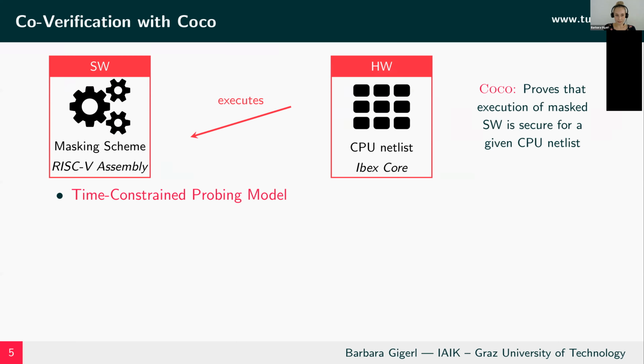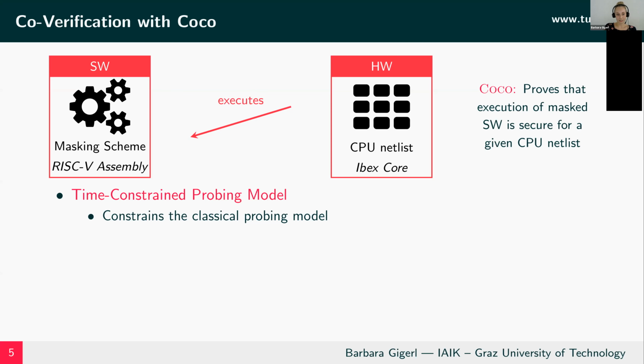We cannot adopt the classical probing model, which we already saw for hardware here, but we have to make some constraints to this classical probing model. Because in the classical probing model, the attacker can observe a wire for an infinite amount of time. And if we do that in a CPU, the attacker can simply choose the register file output and observe it for an infinite amount of time, so for all the cycles the program will last. And then our scheme is immediately broken.